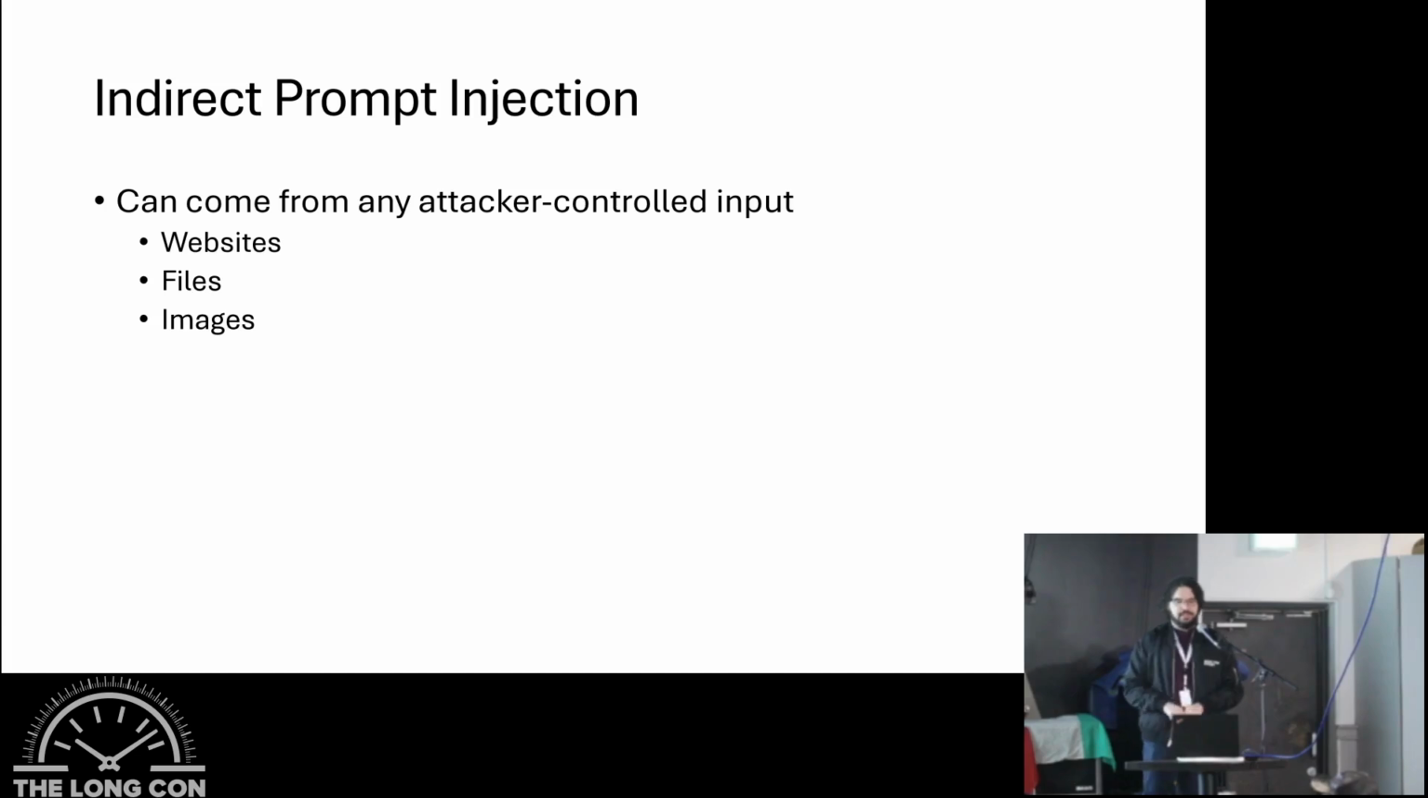Indirect prompt injections. I showed you an example with Google Bard, but let's go into a little more detail. Indirect prompt injection is when you are a regular, totally benign user, but you're accessing something that I, as an attacker, control. This could be files, images, or entire websites.